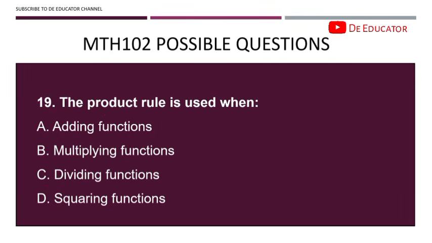Number 19, the product rule is used when, this one is simple. The product rule is used when there is a multiplying function. So when multiplying functions, you use the product rule. When dividing functions, you use the quotient rule. So please take note of that.